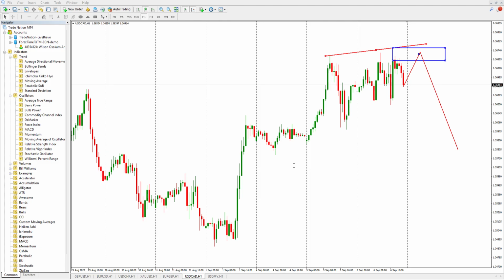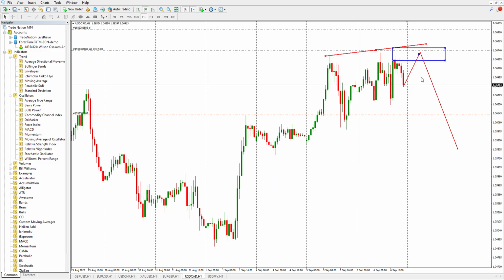So I'll put in the price. The price we said we want to sell at is 1.36735. Our stop loss is up here, this is 1.36938. Then our take profit is down at 1.36129, and I'll place the order.